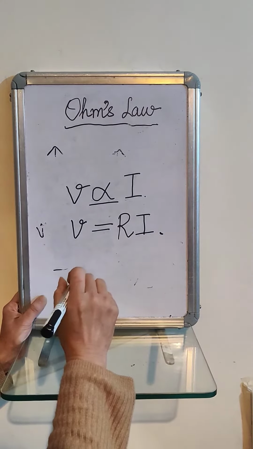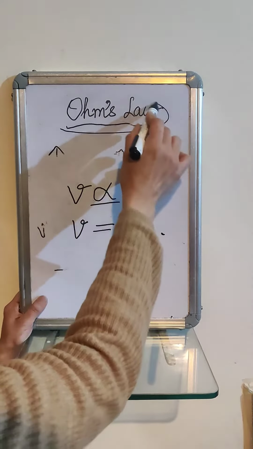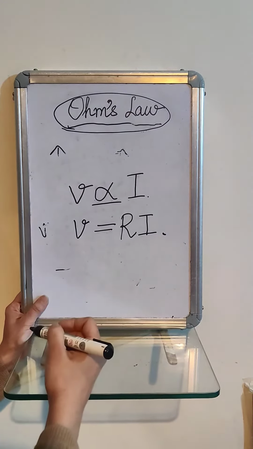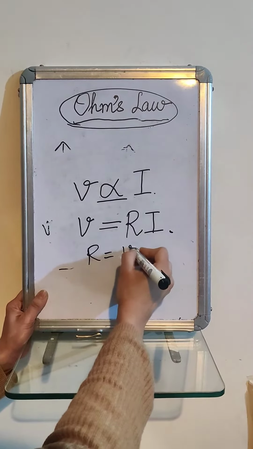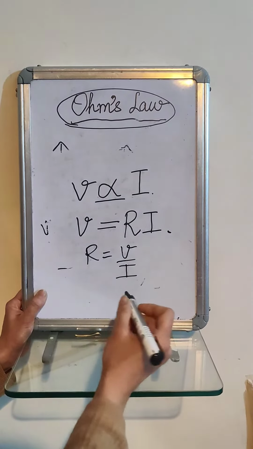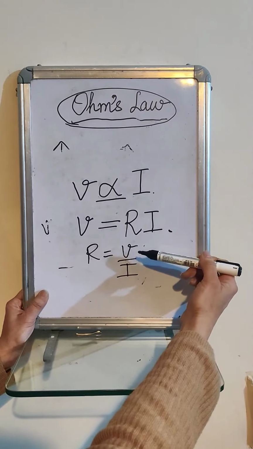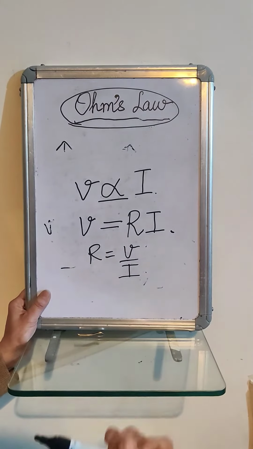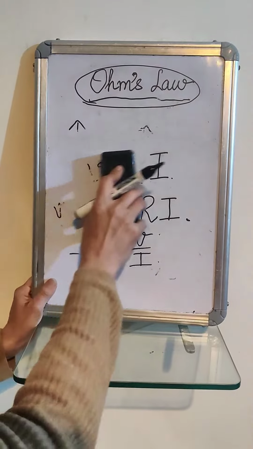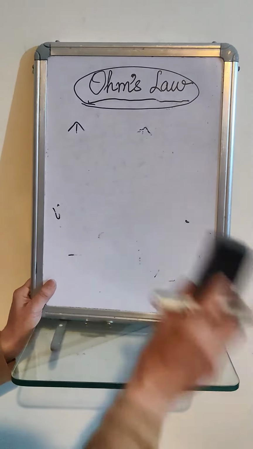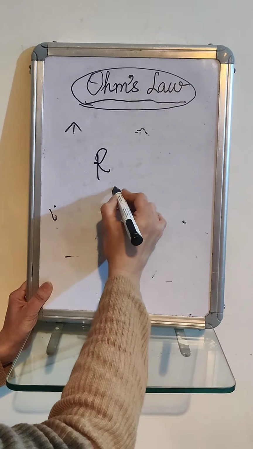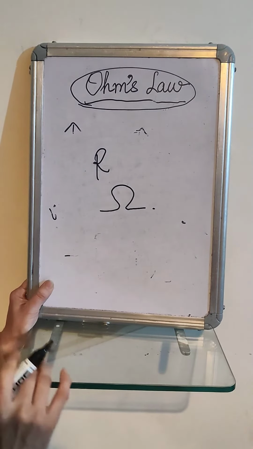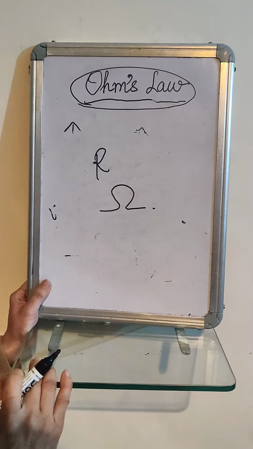This is the formula which we apply in order to solve the sums or the numericals for Ohm's law. Therefore, R is equal to V upon I. Resistance is equal to potential difference upon current. This brings us to a new quantity, that is resistance. The SI unit of resistance is ohms. My friends, this is Ohm's law.